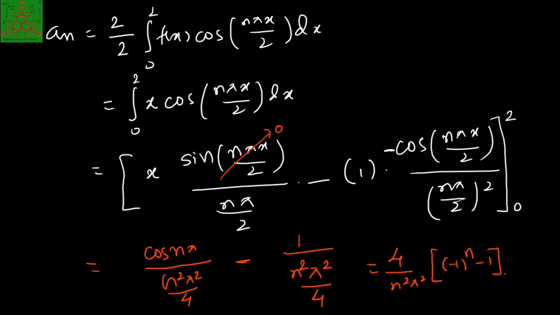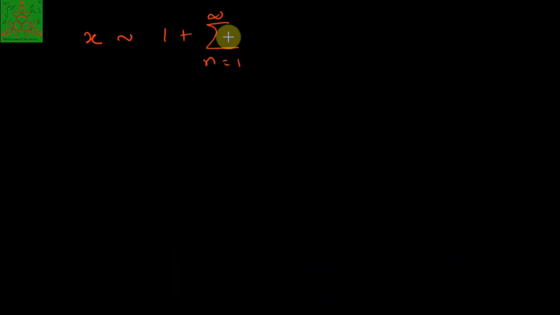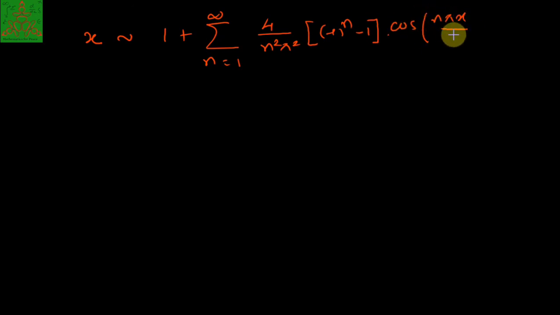So hence the half range Fourier series of x, we have a0 by 2. a0 we have calculated, it is 2, so it is 1 plus summation n running from 1 to infinity an. We have calculated an is this. So let us substitute that 4 upon n square pi square into minus 1 raised to n minus 1 cos n pi x by, that is your required half range Fourier series.